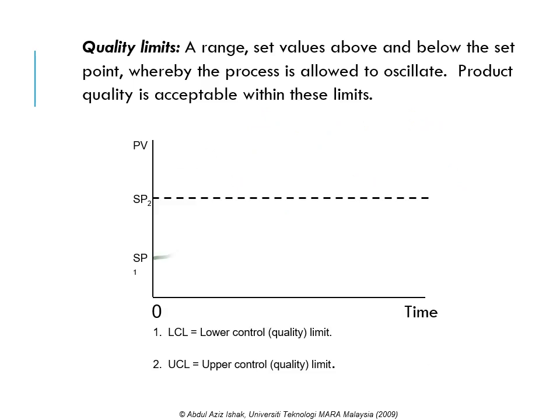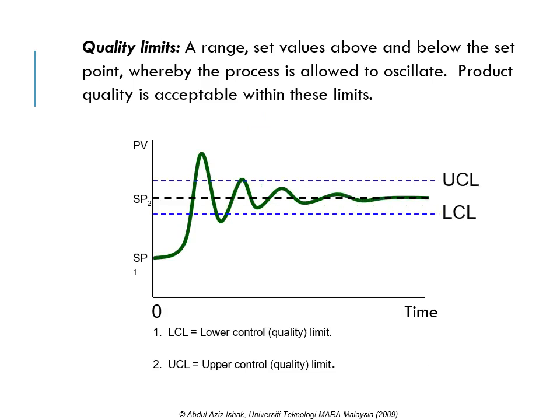Another important criterion in designing a stable control system is defining the quality limits of the process response curve. A quality limit is a range of set values above and below the set point, known as the upper control limit, represented as UCL, and lower control limit, represented by LCL. Within these boundaries, the process response is allowed to oscillate, while exceeding the limit would endanger product quality.